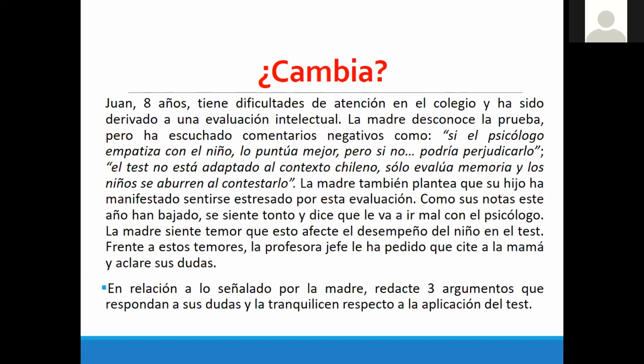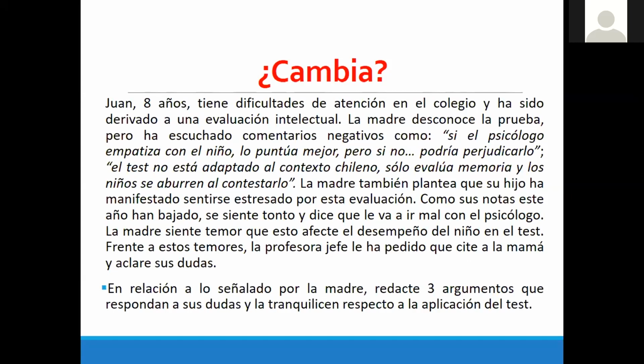Después, la profesora, cuando se le entrega este feedback, lo mejora y dice: Juan, 8 años, tiene dificultades de atención en el colegio y ha sido derivado a una evaluación intelectual. La madre desconoce la prueba, pero ha escuchado comentarios negativos como: si el psicólogo empatiza con el niño, lo puntúa mejor, pero si no, podría perjudicarlo. El test no está adaptado al contexto chileno, solo evalúa memoria y los niños se aburren al contestarlo.